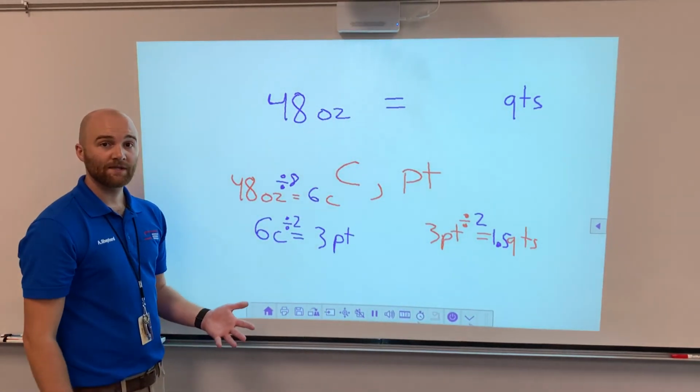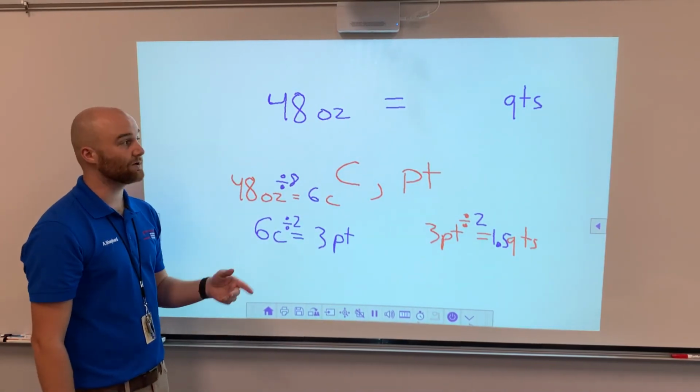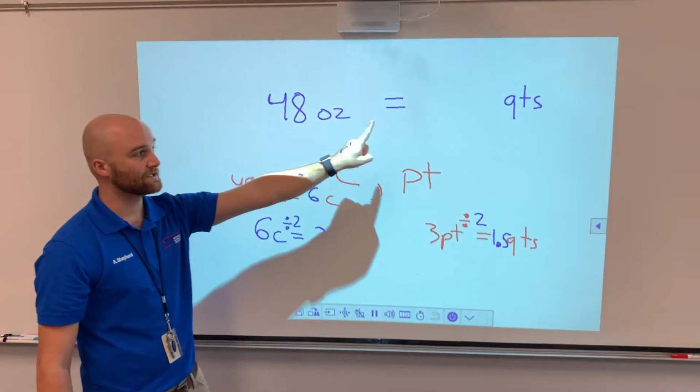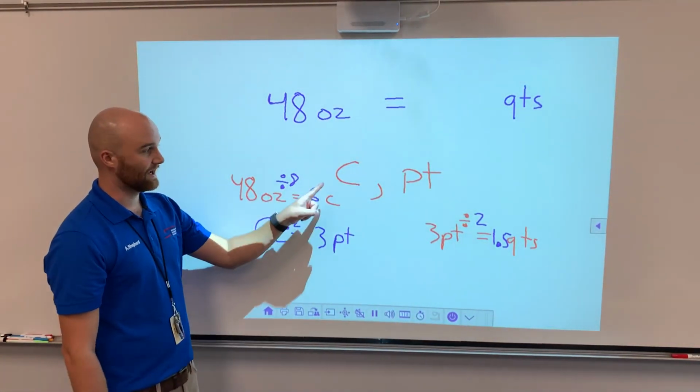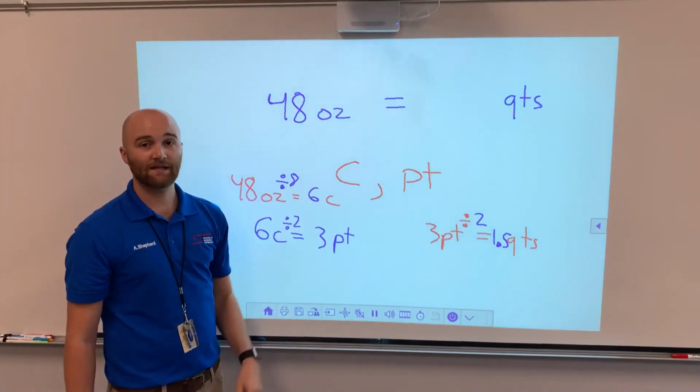All we've done is we've gone ahead and we've worked through all the steps in between what I wanted to get. There wasn't a direct conversion from ounces to quarts, so I had to work through all the things in the way. I worked through cups, then I worked through pints, then I was able to get into quarts.